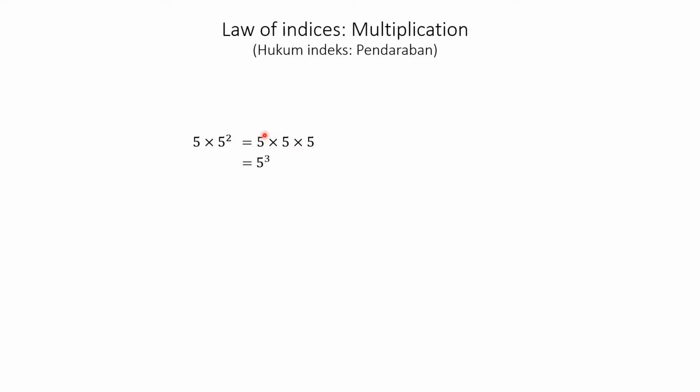So 1 plus 1 plus 1 is equal to 3. In this 5 times 5 to the power of 2, you can write it as 5 to the power of 1 times 5 to the power of 2. As mentioned just now, you can just add up their power. So it's equal to 5 to the power of 1 plus 2. You can still get back the same answer, 5 to the power of 3.